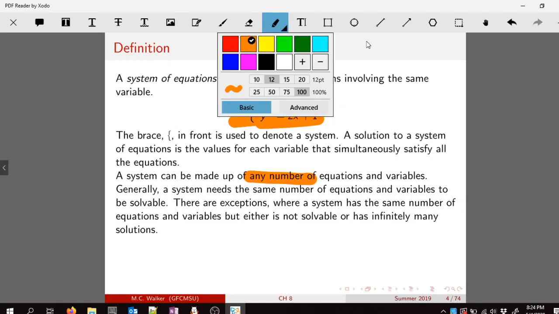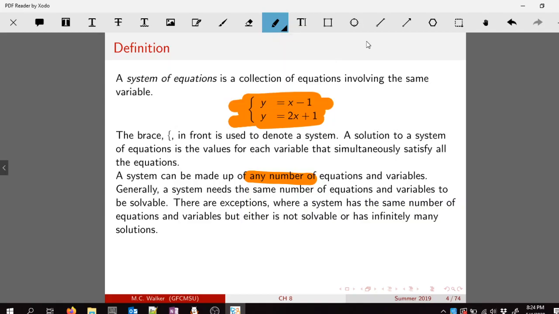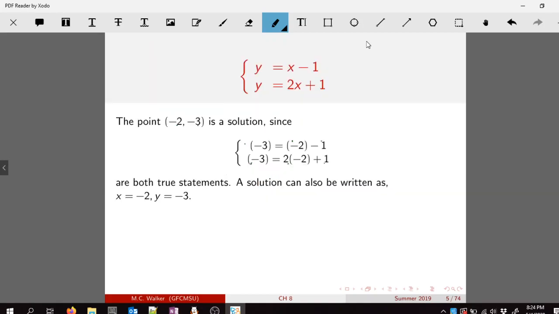But notice how I said three equations and three unknowns. We want the same number of equations and variables. That's when we are most likely to find a solution. So what makes up a solution?